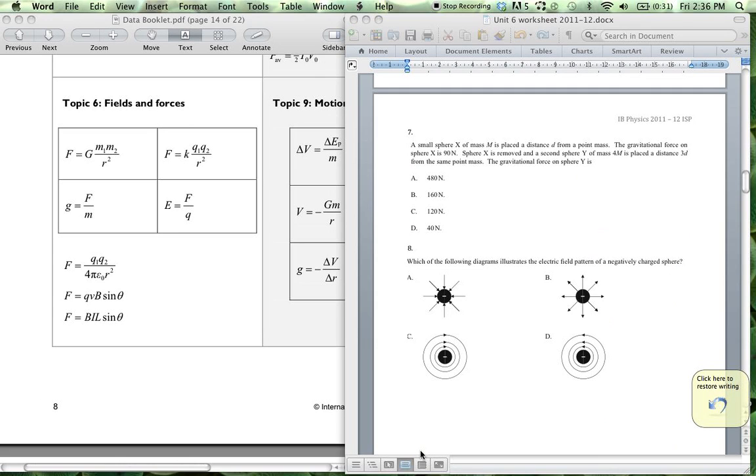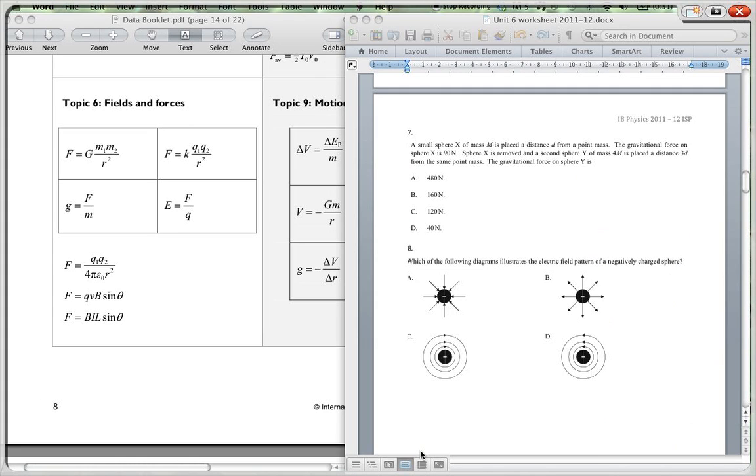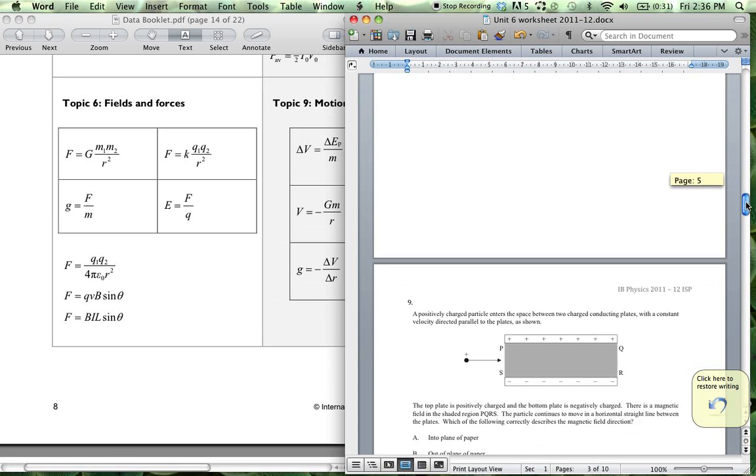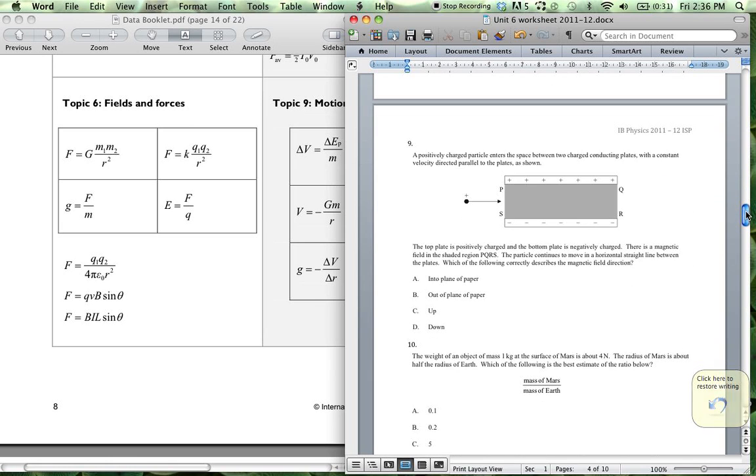Going on to question 8. Which of the following diagrams illustrates the electric field pattern of a negatively charged sphere? Well, we've had so many of these. This one over here. Alright, so I think that's pretty straightforward. You should learn those.